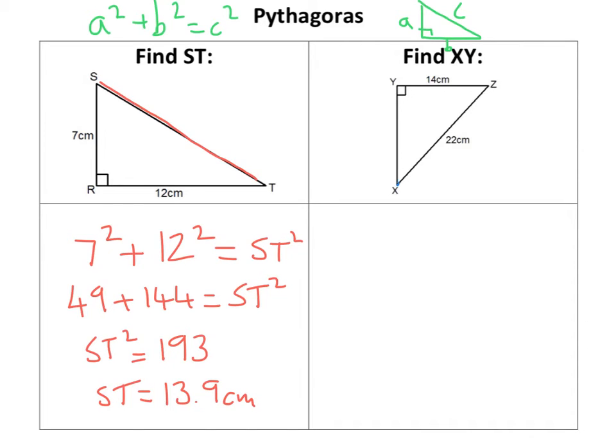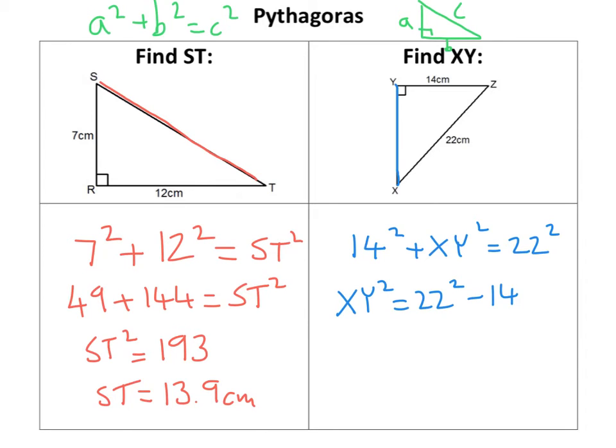Now on the next one it asks me to find xy. Now that's this side, x to y goes there. Now this time I'm finding a shorter side. So if I write down my calculation, I get 14 squared plus xy squared equals 22 squared.